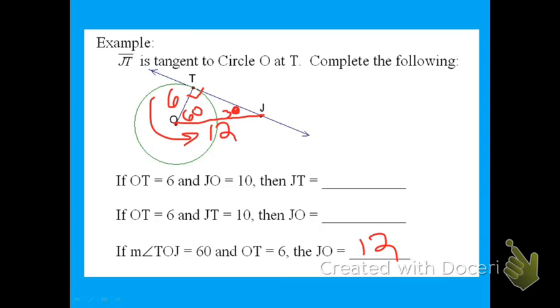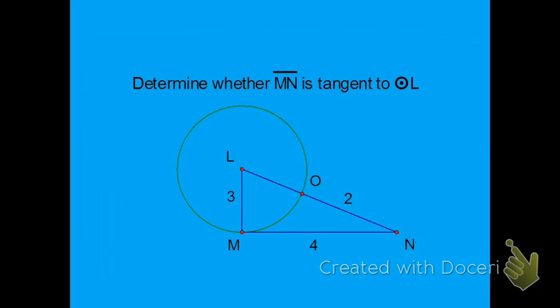Alright, one last problem, and that is to determine whether MN is tangent to circle L. So, good question. So first let's start off by adding stuff to the diagram that we can assume. Well, we can't really assume that this angle is 90 degrees because it doesn't say if MN is tangent. It's asking us to find out if it's tangent. So we don't want to use that in our reasoning.